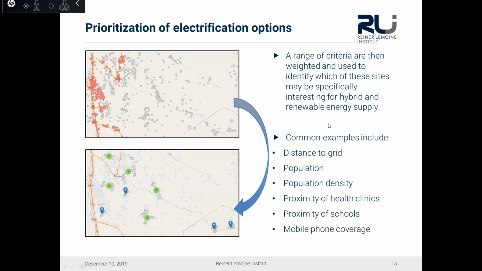Common examples of information we can get are: what is the population of a given site, what is the distance to the grid, and what is the proximity to social infrastructure such as health centers or schools. Depending on data availability, it could also be other things, such as whether there is mobile phone coverage, so mobile payments are easily possible, or whether that is something which should be integrated into the overarching system.